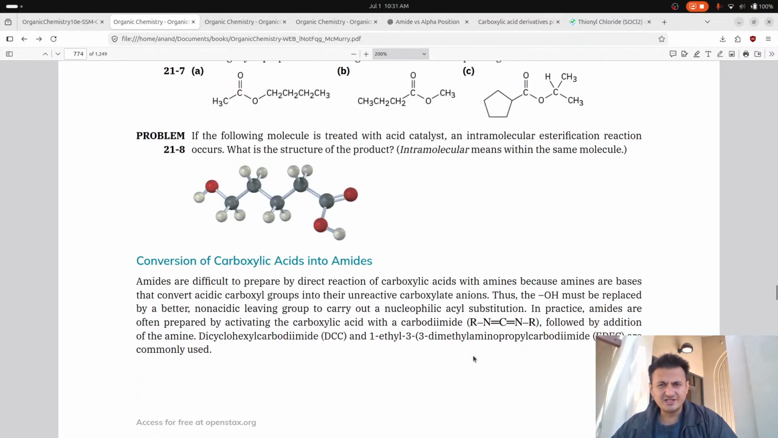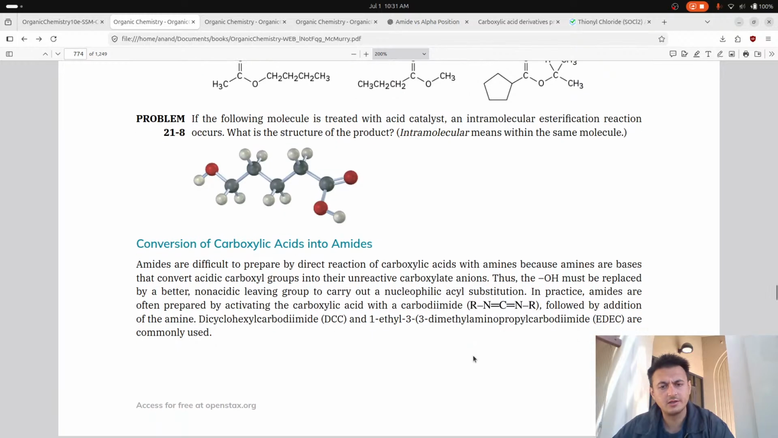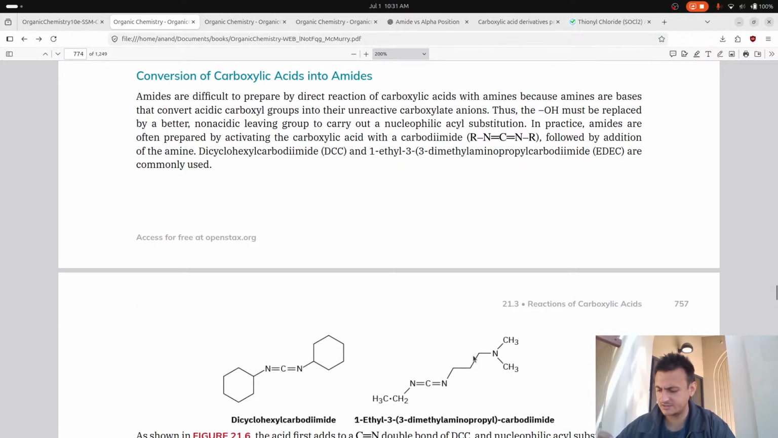Yeah, the intramolecular stuff is always so interesting. All right. So now we want to make amides. Amides are important because, I don't know, I think it's biologically relevant.